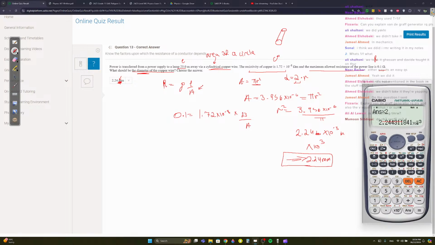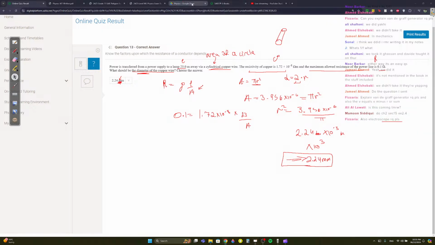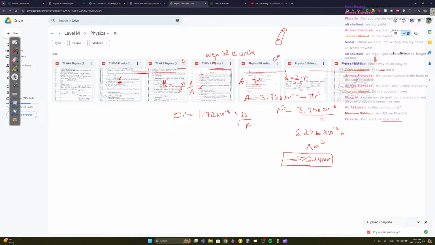Explain Van de Graaff generator real quick, please. And also the V equals E minus R or something. Van de Graaff generator, there's nothing. Listen, you tell me also electroscope. It's the end of the live. You can't ask like that. Van de Graaff, I feel bad. I'll explain quickly. I won't do electroscope.